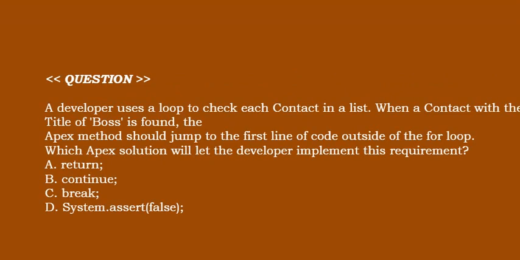Next question is, a developer uses a loop to check each contact in a list. When a contact with the title of boss is found, the Apex method should jump to the first line of code outside of the for loop. Which Apex solution will let the developer implement this requirement? Option A, return. Option B, continue. Option C, break. Option D, system.assert false. Correct answer is option C.